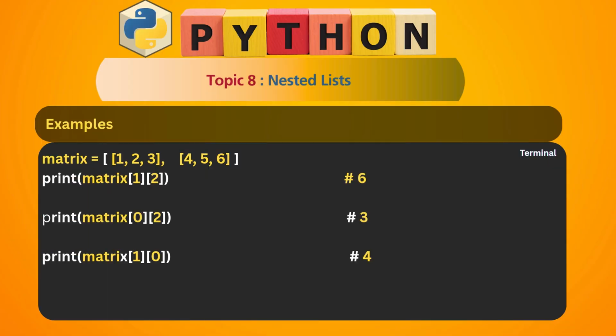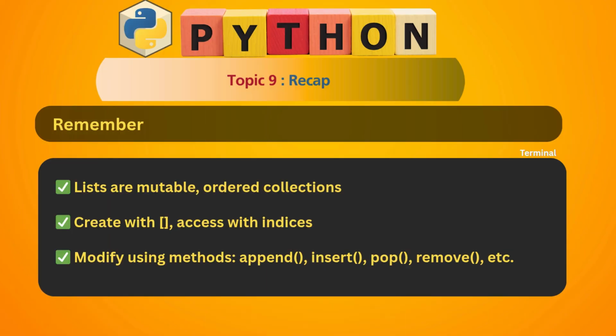Here is a matrix: 1, 2, 3 and 4, 5, 6. There are two lists there. Matrix index 1, 2, that is 6, is the answer. That is, index 1 means 4, 5, 6, and index 0 is 1, 2, 3. In that second list, the last item is 6, so 1, 2 is 6. Like that, 0, 2 is 3. Lists are mutable, ordered collections.